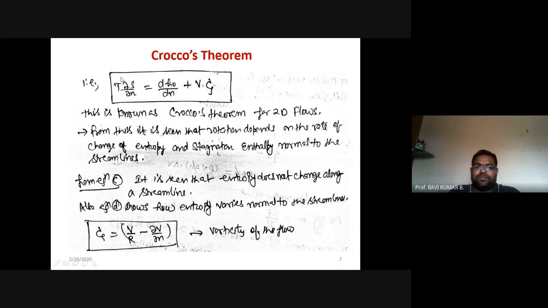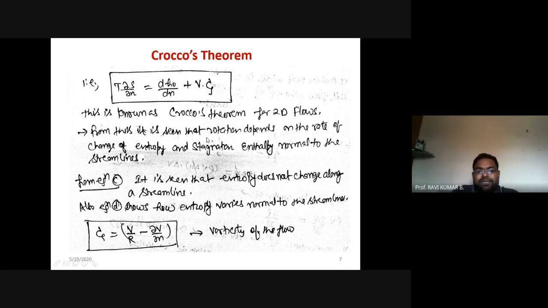So from this equation, I can say rotation depends on this vorticity. Basically, ξ depends on the rate of change of entropy as well as the stagnation enthalpy normal to the flow direction, because this n is normal to the flow direction, normal to the streamlines, right? And this ξ is the vorticity, which is given as v/r minus ∂v/∂n. This is known as vorticity.